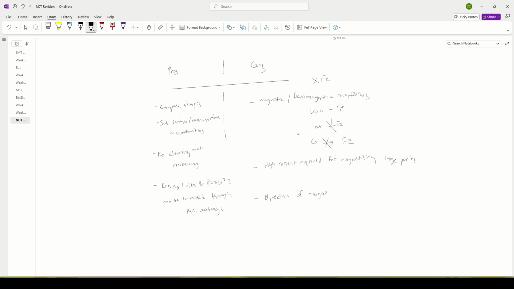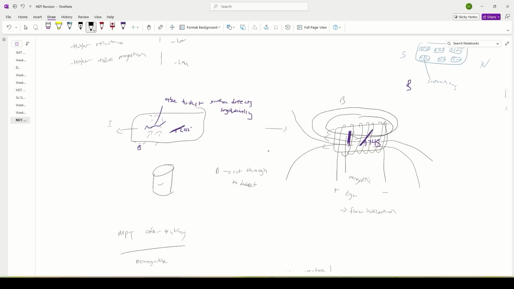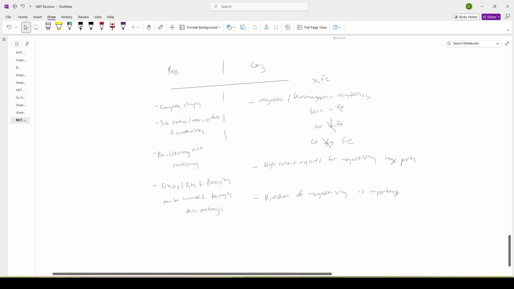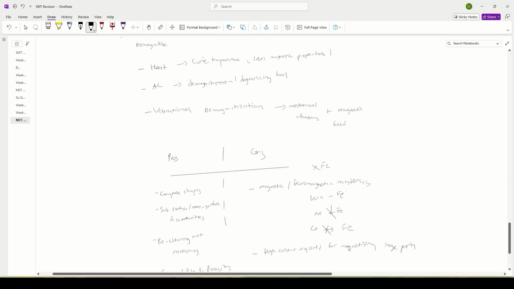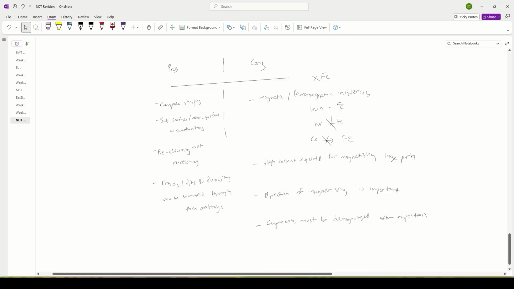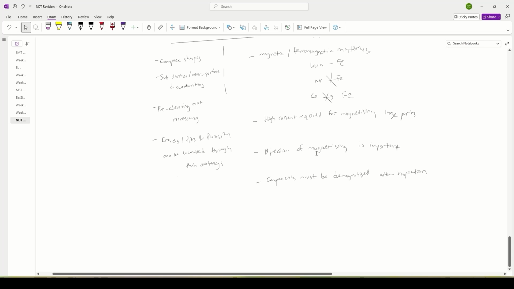The direction of magnetizing is important. Do you magnetize the object by applying a current so that the B field can be generated like this, or do you magnetize it by coiling around the material so that the magnetic field can go around like this? Of course, this is a very important factor. Components must also be demagnetized after inspection, which can be a bit troublesome because you again have to use these methods right here to demagnetize the material.